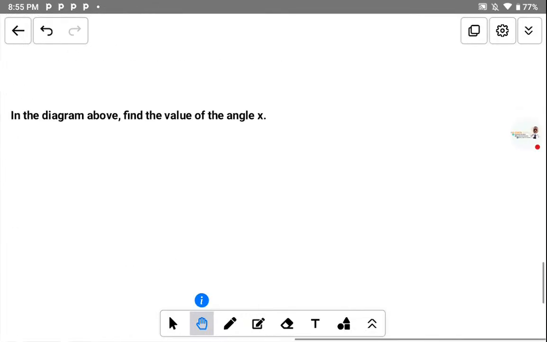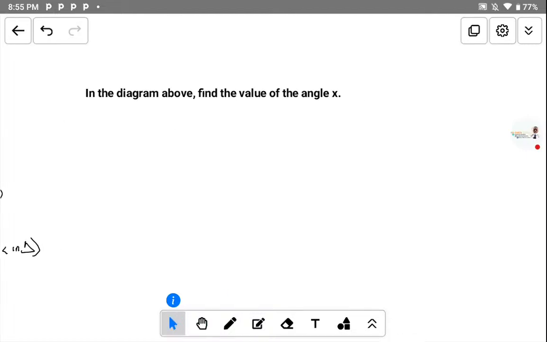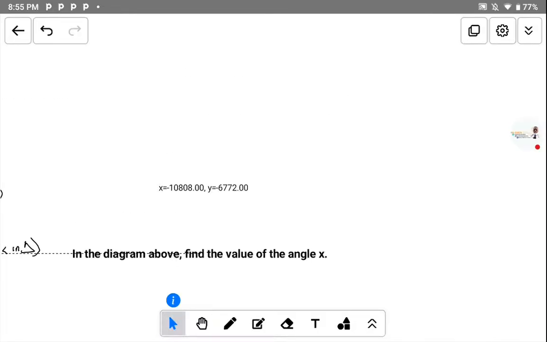I think I've written something down here. Okay, let me drag it down. This is what I want to give you as the assignment. I'll give you the diagram.